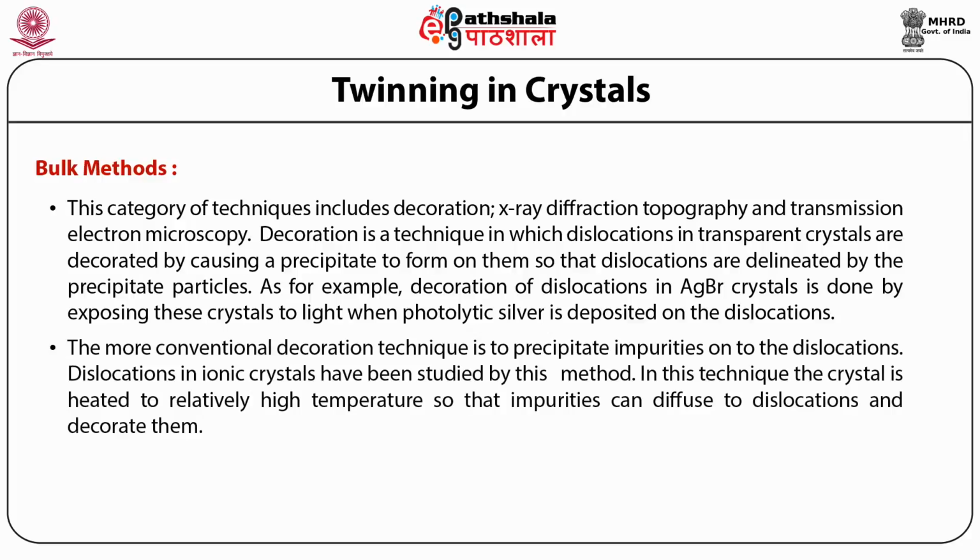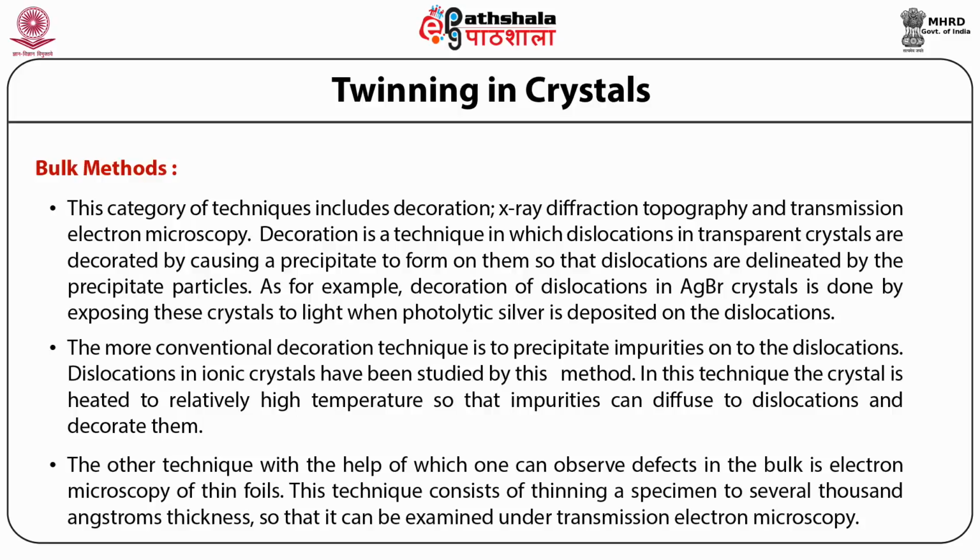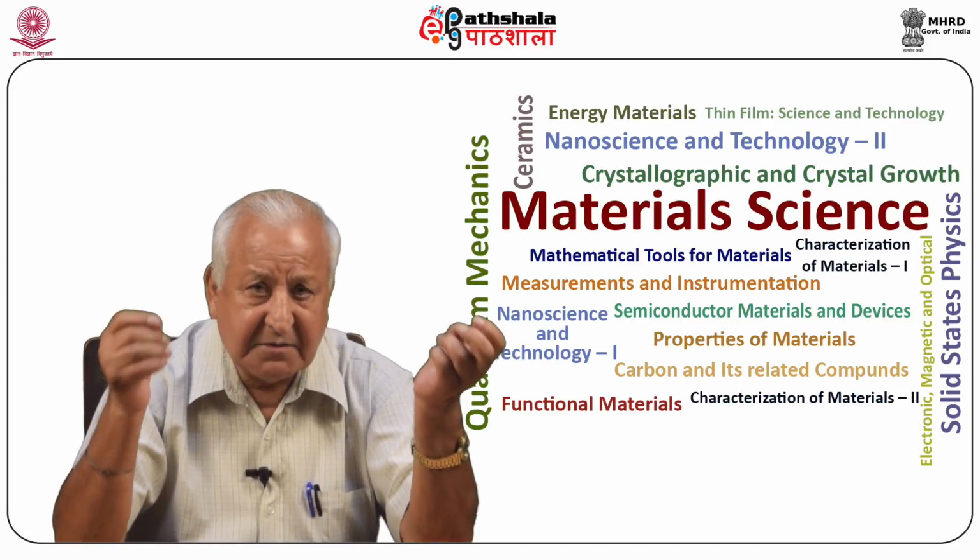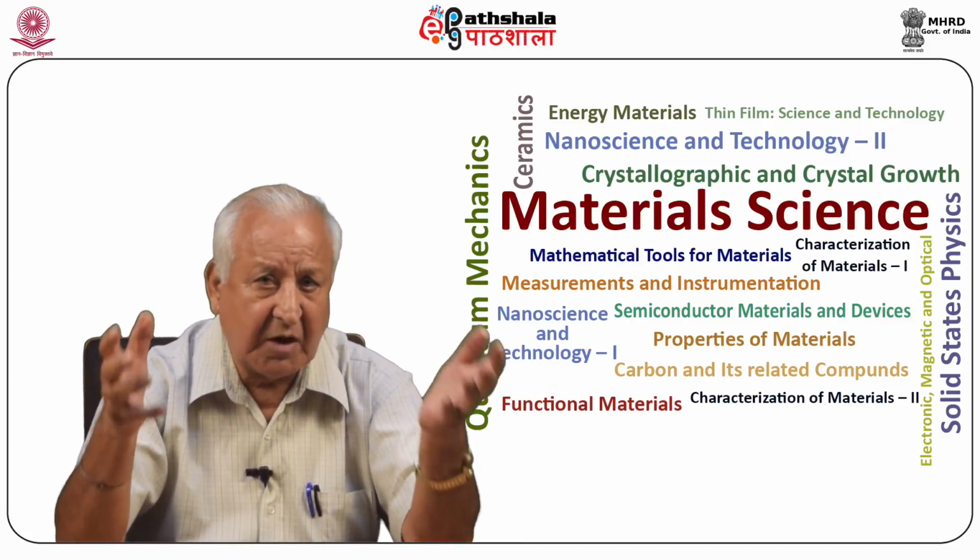The more conventional decoration technique is to precipitate impurities onto the dislocations. Dislocations in ionic crystals have been studied by this method. In this technique, the crystal is heated to relatively high temperature so that impurities can diffuse to dislocations and decorate them. The other technique, with the help of which one can observe defects in the bulk, is electron microscopy of thin foils. This technique consists of thinning a specimen to several thousand angstroms thickness so that it can be examined under transmission electron microscopy.